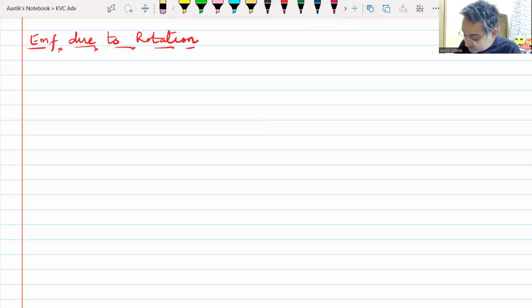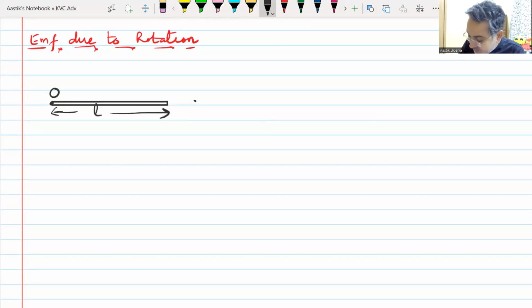For example, you have a rod like this, center O, length of the rod is L, magnetic field is inside, and it is rotating with an angular velocity omega. Now again, I will not go into the theory of this. Let us call this point as A. Because of this rotation, every point will have velocity, but the velocities will be different. Yes or no? EMF would be induced in this rod.